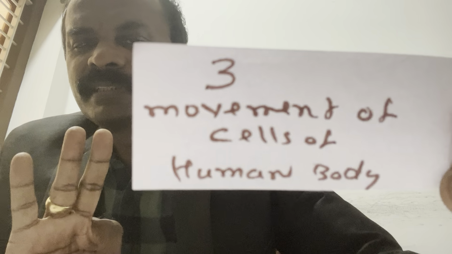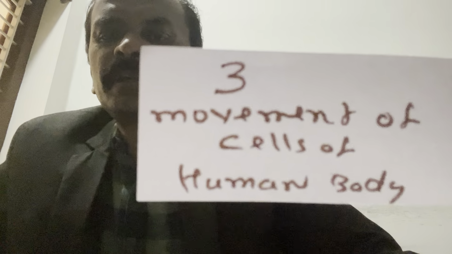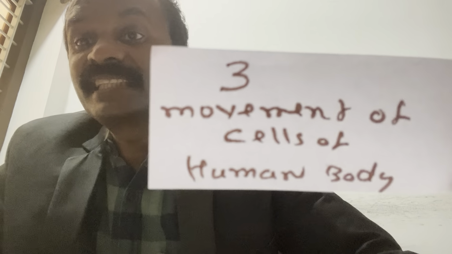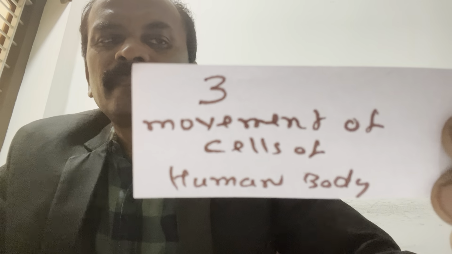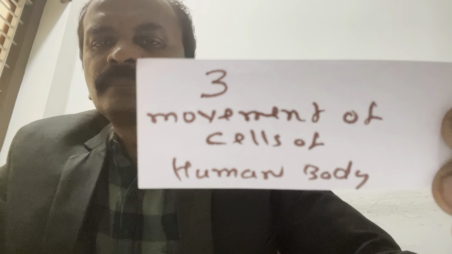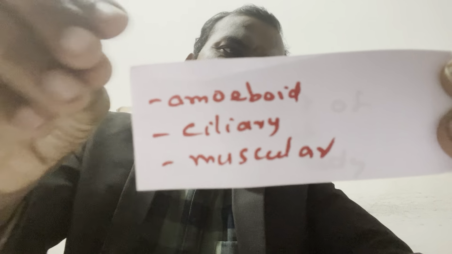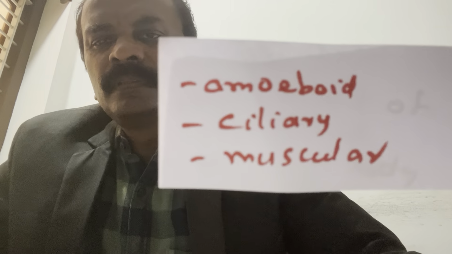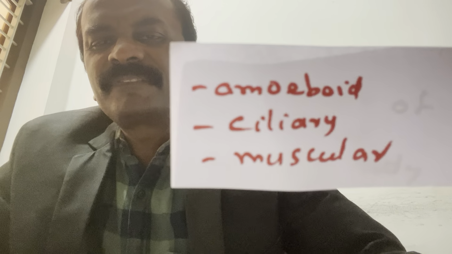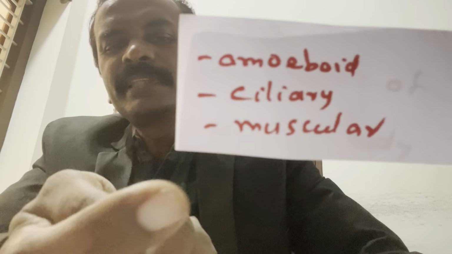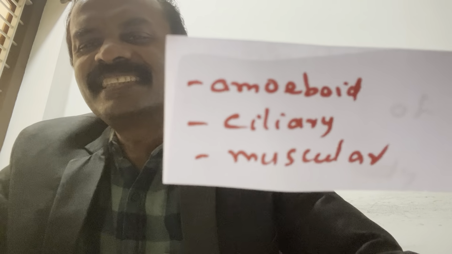Three movements of cells in human body. There are three movements of, I'm talking about the word cell of human body. Cell is very important. Cell is the key word here. Three movements of cells in human body: amoeboid, ciliary, and muscular. They'll give one more thing, and they will ask which is the wrong statement.